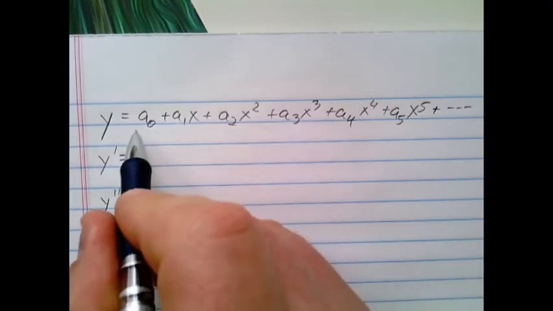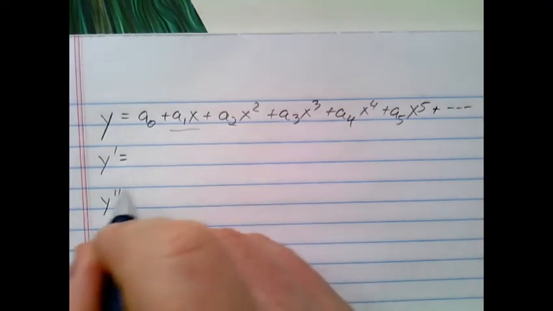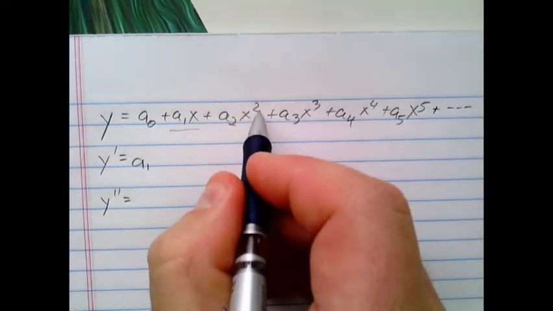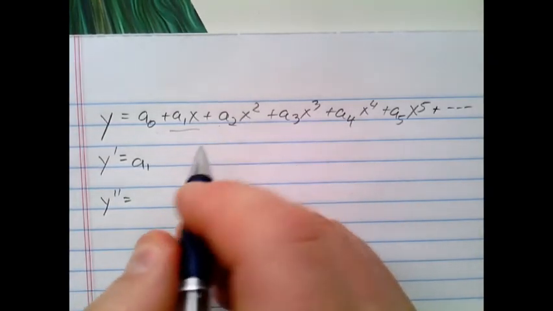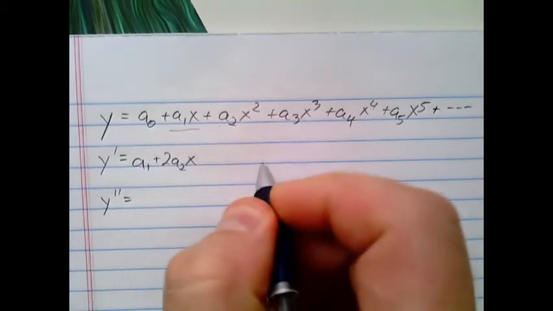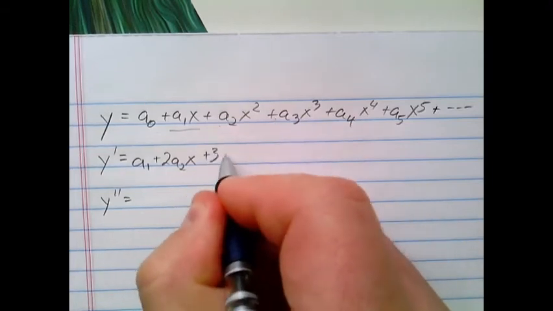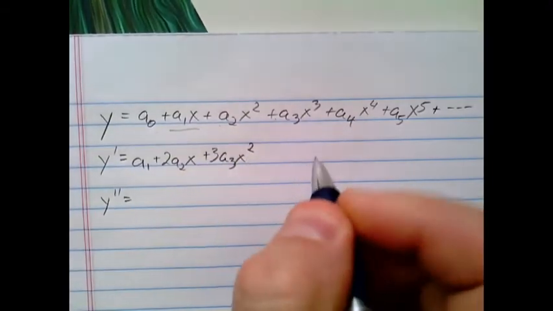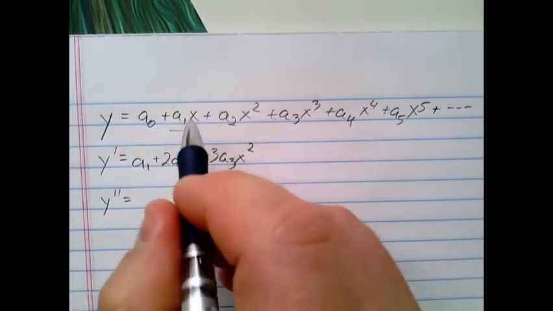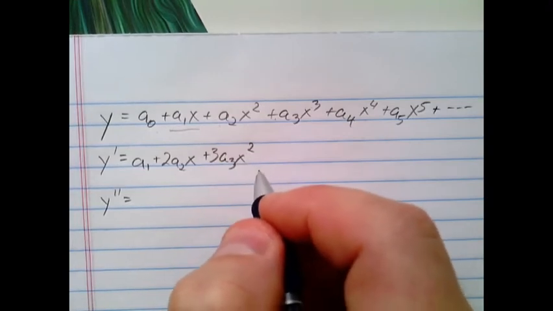So when I take the derivative, a sub 0 disappears. This term becomes a constant term, so a1x becomes a1. In this term, we bring the 2 down, so I get plus 2 a2x. We bring the 3 down and I get plus 3 a3x squared. Now notice I'm being careful to line up like terms: constant terms, degree 1 terms, degree 2 terms. I'm doing that on purpose.